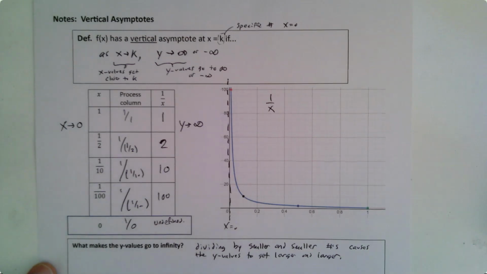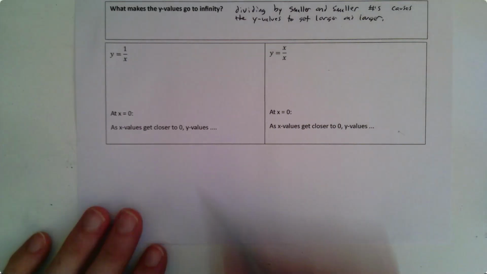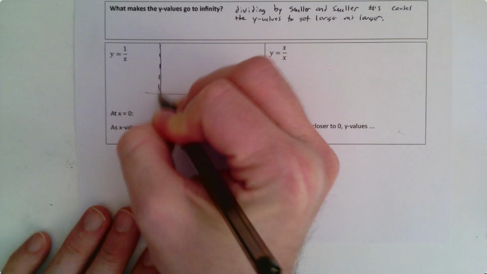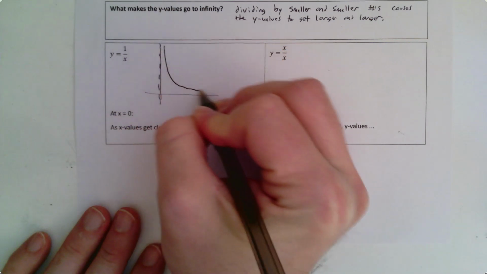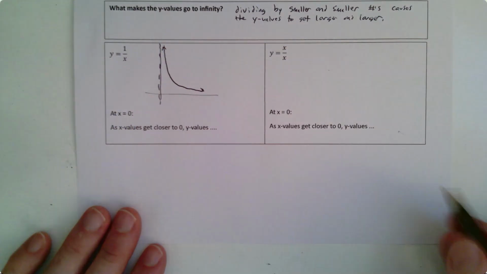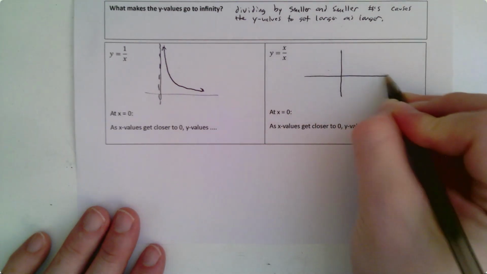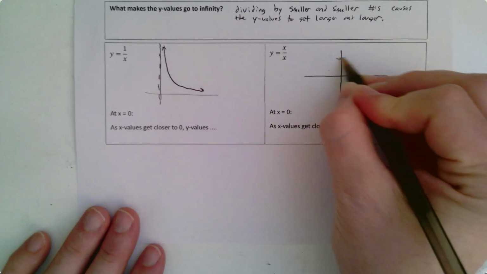All right, so I want to show you a contrasting example where the y value at 0 is also undefined, but there's not going to be a vertical asymptote. So here's 1 over x. Let's just make the sketch again, just so that we have it here to contrast. So there's 1 over x. And let's imagine the graph of x over x. You might want to sketch it for yourself, if you'd like.